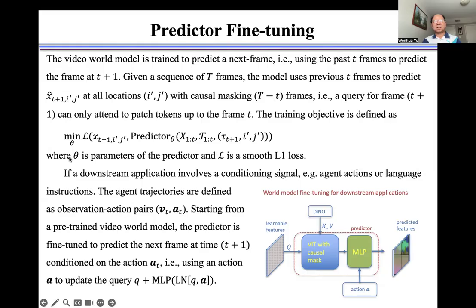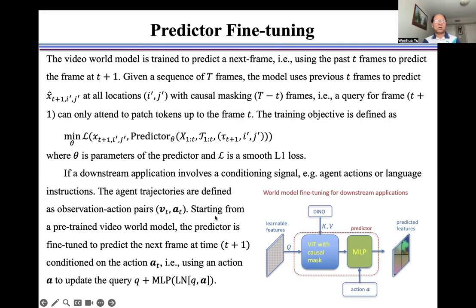Theta is the parameters of the predictor. L is the smooth L1 loss. If a downstream application involves a conditioning signal, for example, agent actions or language instructions, the agent trajectories are defined as observation action pairs V and A.